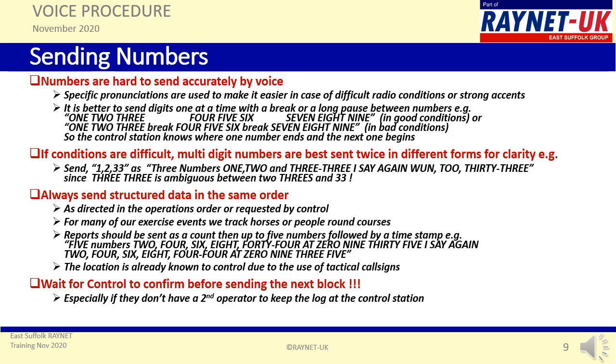Use of tactical call signs means that the location should already be known to control. Wait for control to confirm before sending the next block. Especially if they don't have a second operator to keep the log at the control station, they need time to write it all down before accepting any more data.